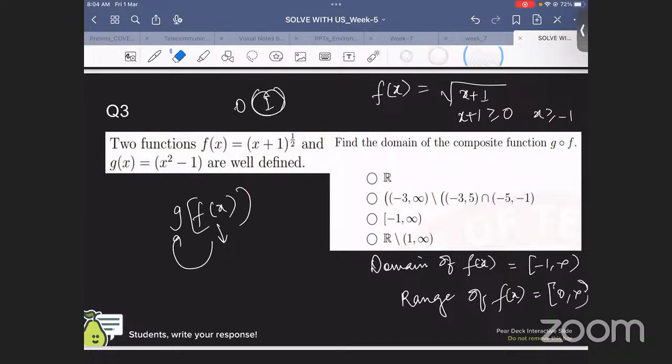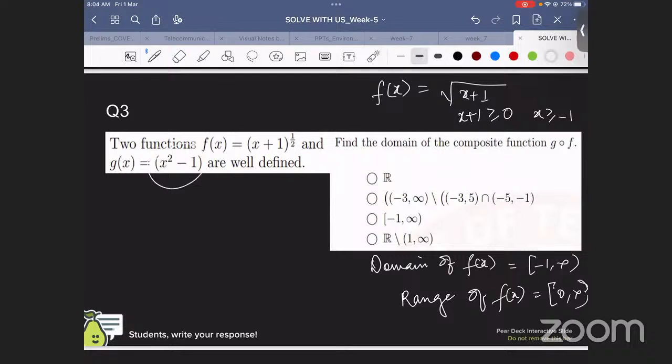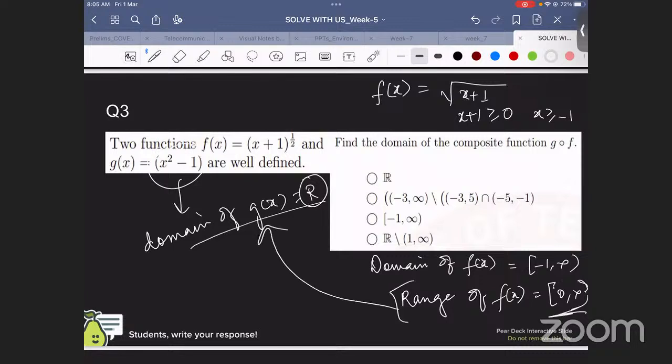Now, if you have been given the g(x) function, what should be the domain? Here you can put any values, right? Yes, sir. So the domain of this g(x) function is what? Real numbers. Yes, correct. You can put any values here. So that means whatever range you have got, all the values you can put here, right?